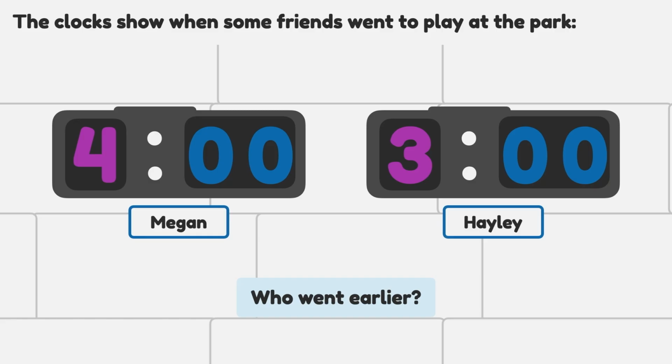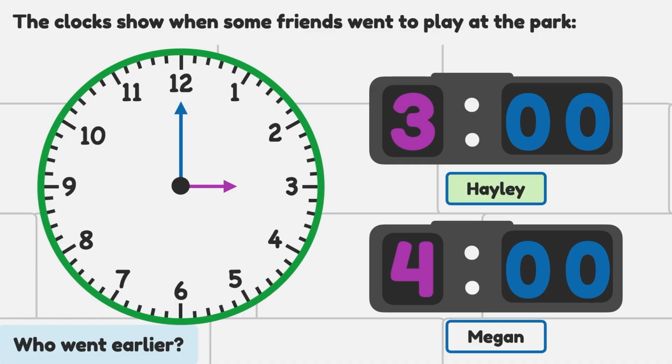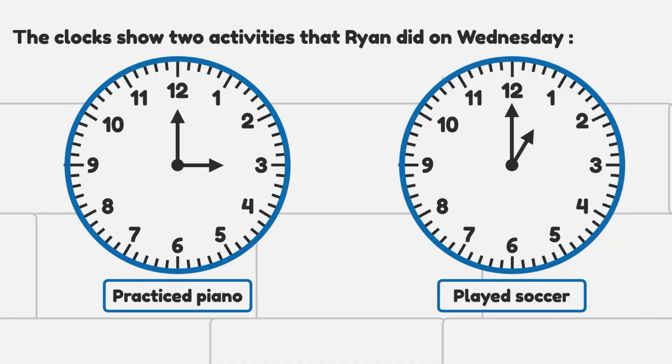Do you know which friend went to the park earlier? 3 comes before 4, so 3 o'clock is earlier than 4 o'clock. Haley went earlier. We can use our analog clock to see if we were right. Right now it shows 3 o'clock. As the minute hand moves all the way around the clock, we can see that the hour hand moves from 3 to the next hour, 4. So 3 o'clock comes before 4 o'clock, meaning that Haley went to the park earlier than Megan.